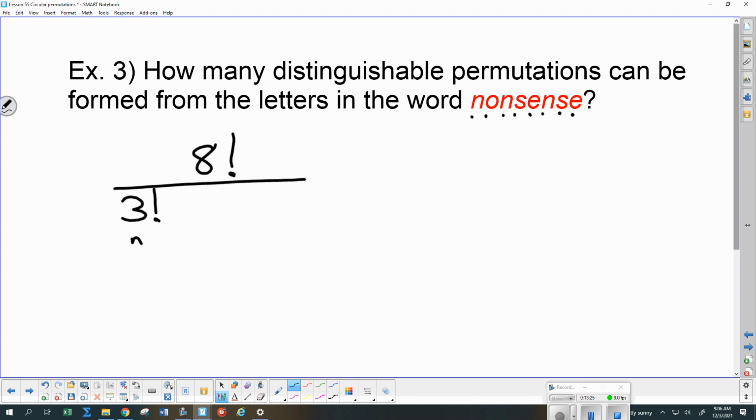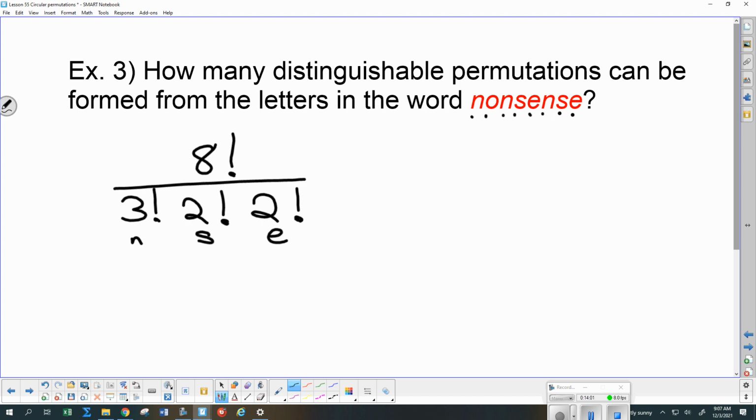Taj, is N the only letter that repeats? What else repeats? And how many S's? So what do you want to do about the 2 S's? So we'll put a 2 factorial in the denominator for the 2 S's that repeat. Have we taken care of all of the repeating letters? What else do we have, Gracie? And how many E's do we have? So what do you want to do about the 2 E's? So 2 factorial in the denominator for the 2 E's that repeat. Anything else that repeats? Okay, then we're done.